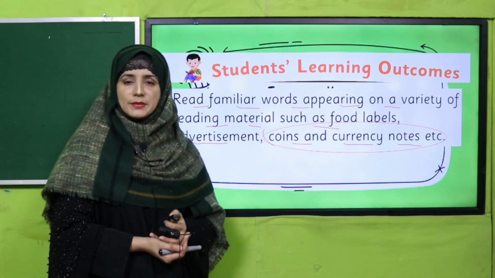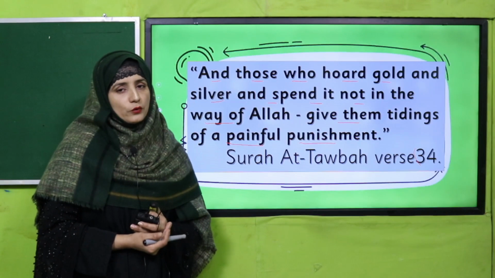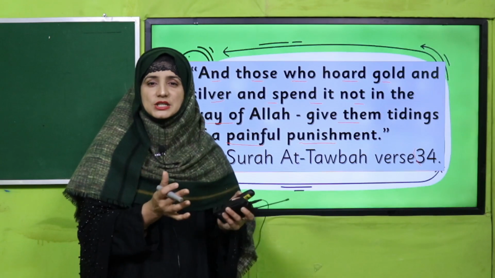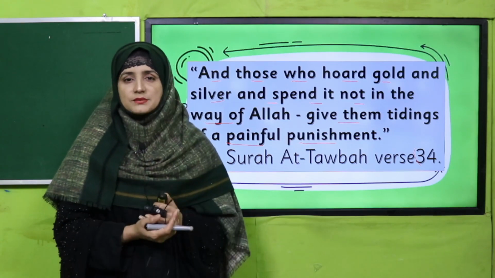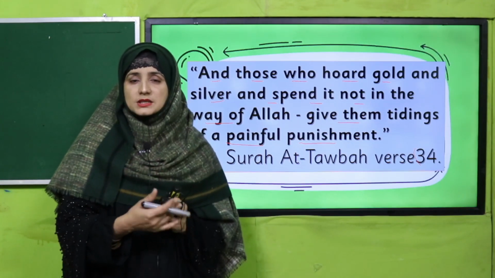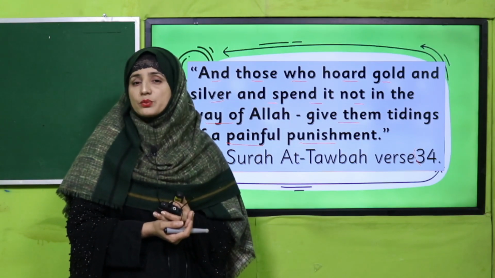Allah subhanahu wa ta'ala mentions in Al-Quran, Surah At-Tawbah, verse number 34, and those who hoard gold and silver and spend it not in the way of Allah, give them tidings of a painful punishment. So my dear students, this beautiful verse is telling us that those who have a lot of money, gold, silver, such type of things, and they are just collecting them but not spending in the way of Allah, not spending to help the poor and needy, Allah Almighty is warning them that there is a painful punishment for them.